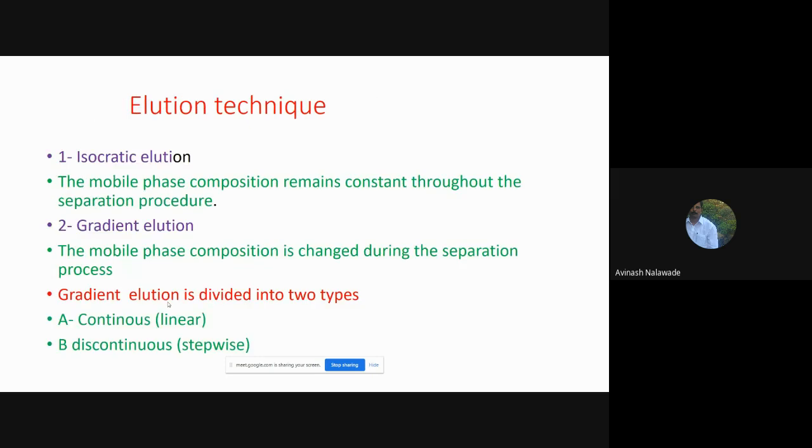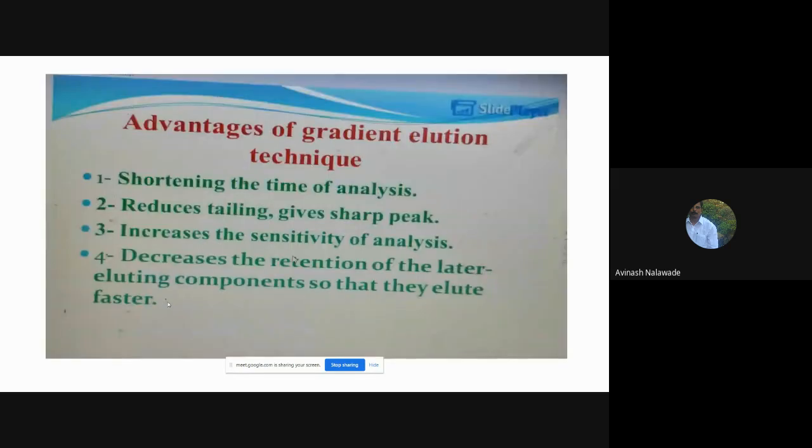Then we have seen the elution techniques, that is isocratic elution and gradient elution. What is isocratic elution? In isocratic elution, the mobile phase composition remains constant throughout the separation process, and in gradient elution, the mobile phase composition is changed during the separation process. When we are talking about gradient elution, it may be continuous or discontinuous.